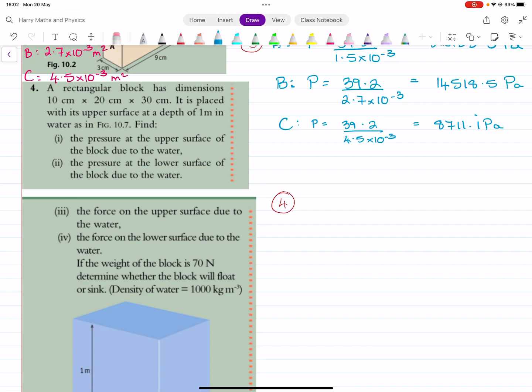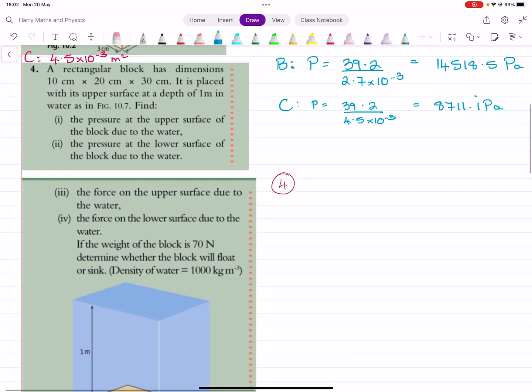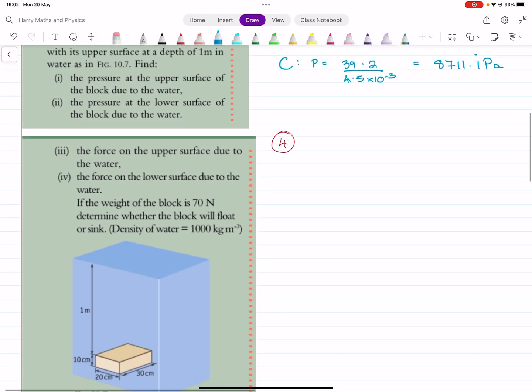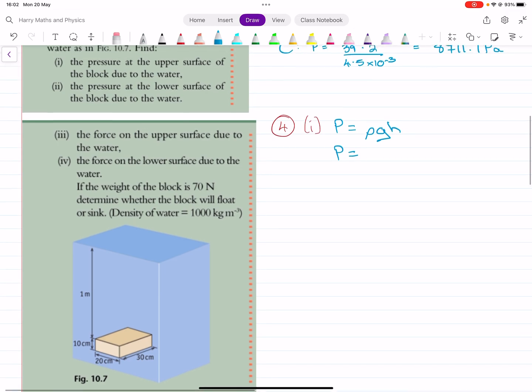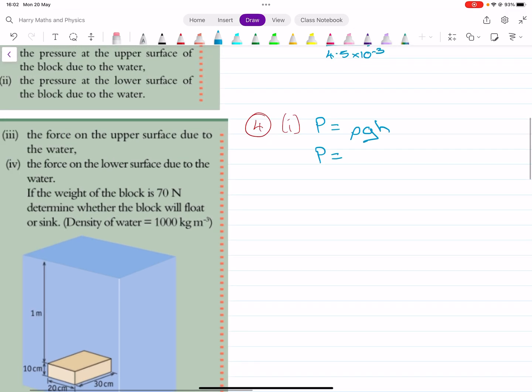Yeah. Okay, and then question 4, which was pressure due to a liquid. So a rectangular block has dimensions 10 by 20 by 30. It is placed with its upper surface at a depth of 1 meter, which is in the picture. The pressure at the upper surface due to the water. Okay, so pressure due to a liquid is rho g h. Rho is the density, so that's here, so that's 1,000. g is gravity, which is 9.8, and the height is 1, because it's at a depth of 1 meter.